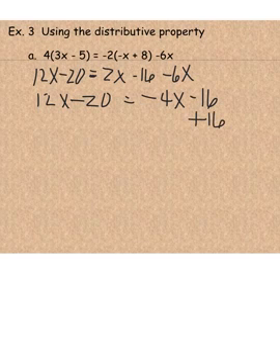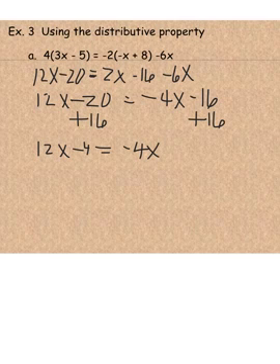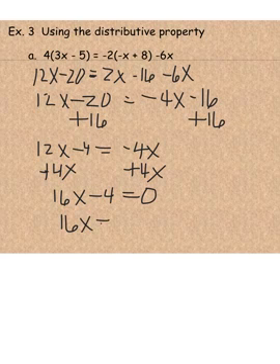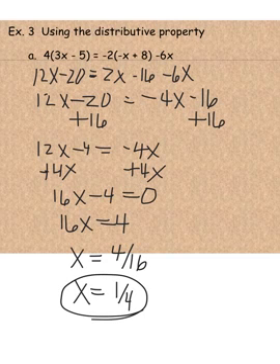We'll add 16 to both sides. This gives me 12x minus 4, which equals negative 4x. Then we'll add 4x. This will give me 16x minus 4 equals 0. We'll add 4 to both sides of the equation. Then we'll divide both sides by 16. Simplify 4/16, which will be 1/4. So x will be equal to 1/4.